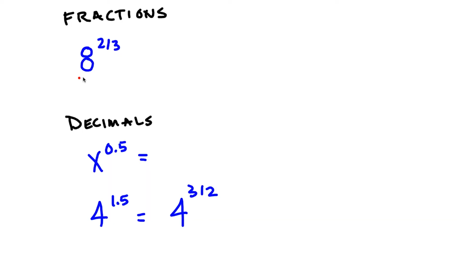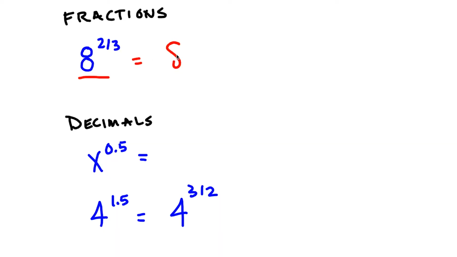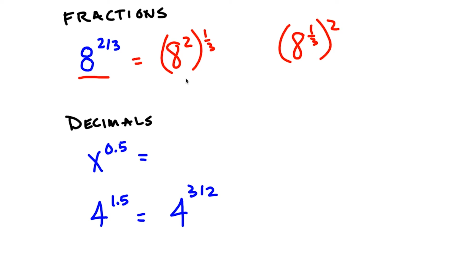You might see some ugly fractions as exponents, such as this one, 8 raised to the 2/3. Some students just look like a deer in headlights when they see this, but all you need to do is separate the numerator and the denominator into two different exponents. So this is equal to 8 squared to the 1/3, or 8 to the 1/3 squared. 8 squared is 64. The 1/3 power of 64 is 4. 8 to the 1/3 is 2. 2 squared is 4. 4 equals 4. Practice these. Do them both ways.